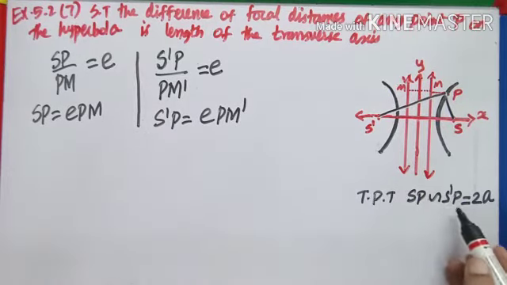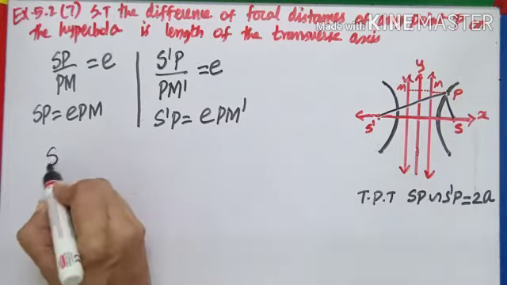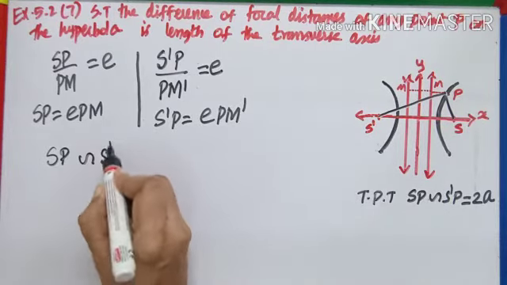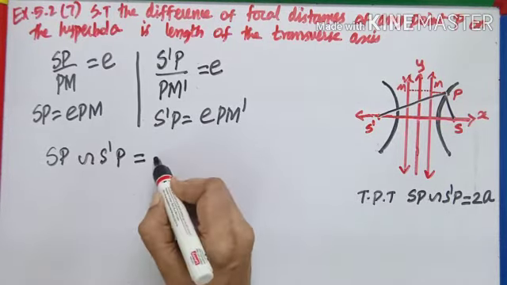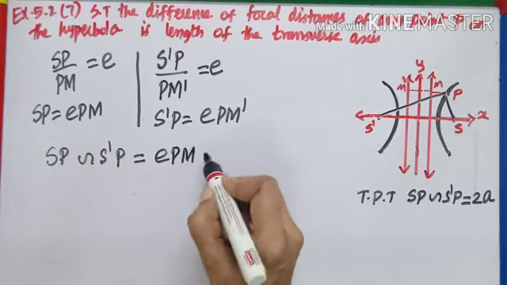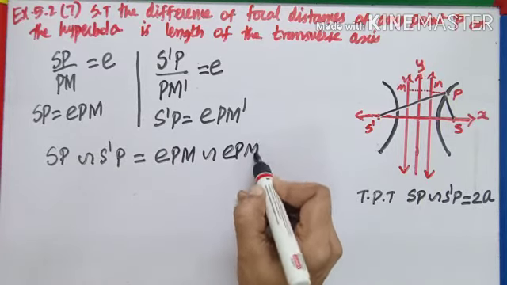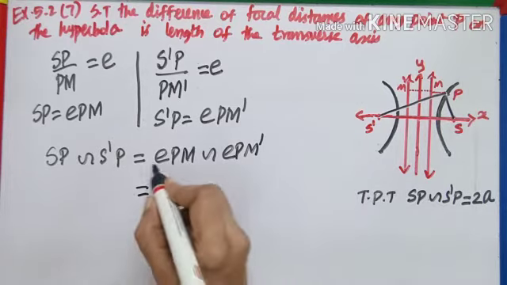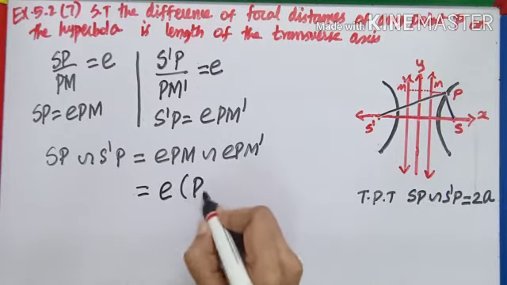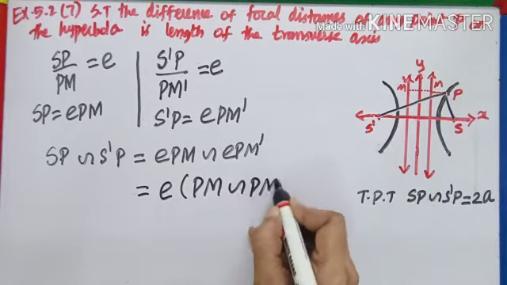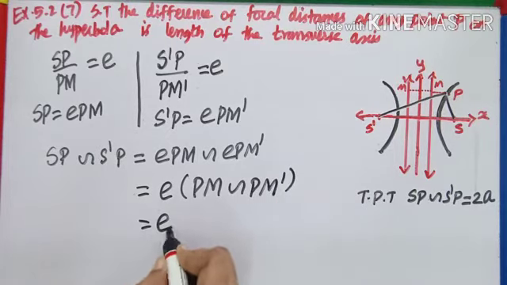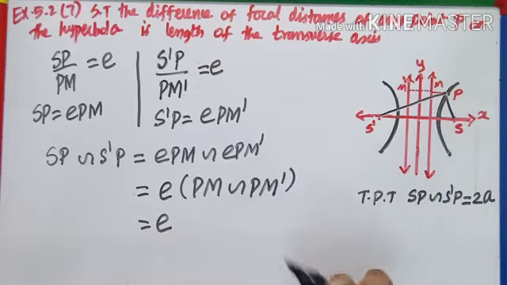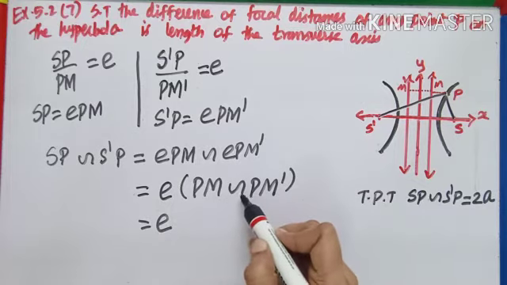Now what we want is the difference. So SP minus S dash P equals E times PM minus E times PM dash, or I will say E is common, PM minus PM dash. We don't know whether PM or PM dash is bigger. That is why we put the symbol for difference.